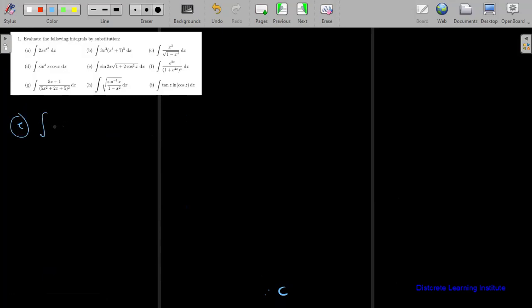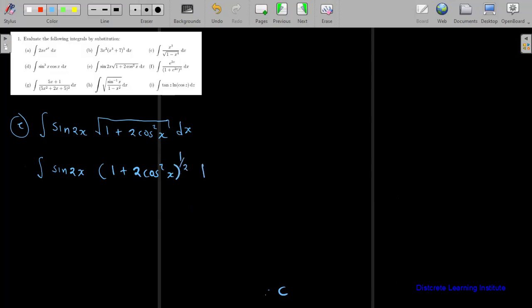says I have the integral of sine 2x, then the square root of 1 plus 2 cos squared x dx. So remember that this is just the same as the integral of sine 2x. What is 1 plus 2 cos squared x? This is just 1 plus 2 cos squared x to the power half. Then dx. So remember, your root is just half. So I have this expression.